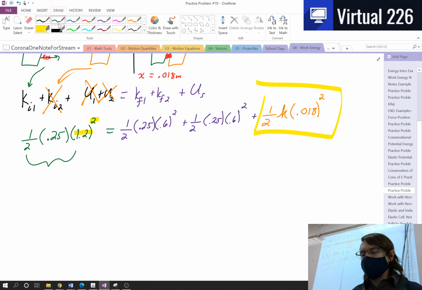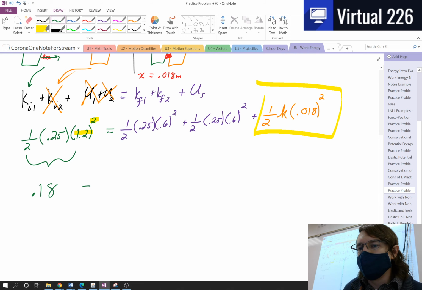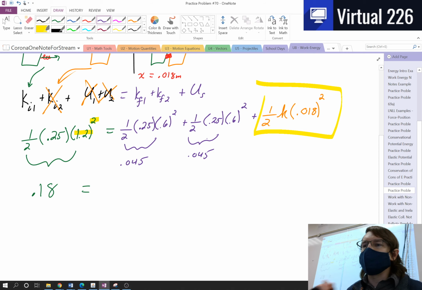1.2 squared is 1.44 times 0.25 divided by 2. We get 0.18. And that will be joules if you want to include units. Over here, we've got 0.6 squared, so that's 0.36, times 0.25, so a quarter of that's 0.09. And then divide by 2, we're going to get 0.045. So this is 0.045. This is 0.045 as well, because it's the exact same. And if we put them together, we're going to get 0.09.